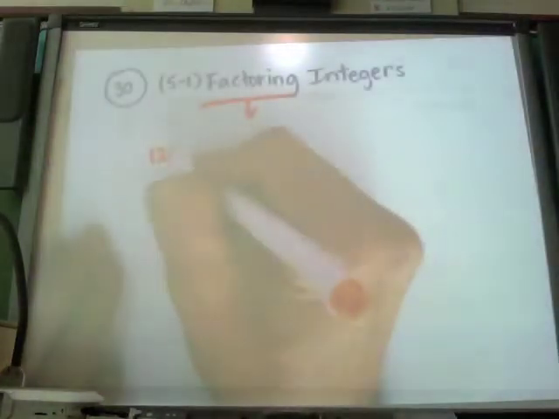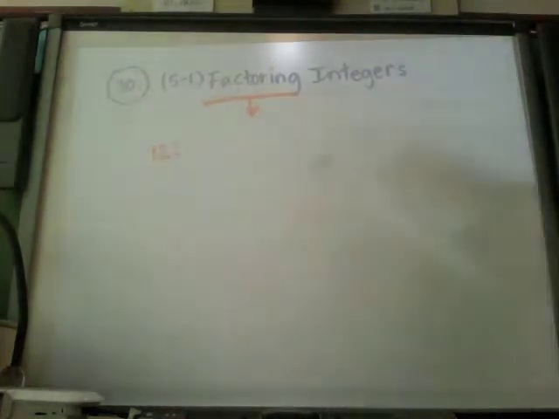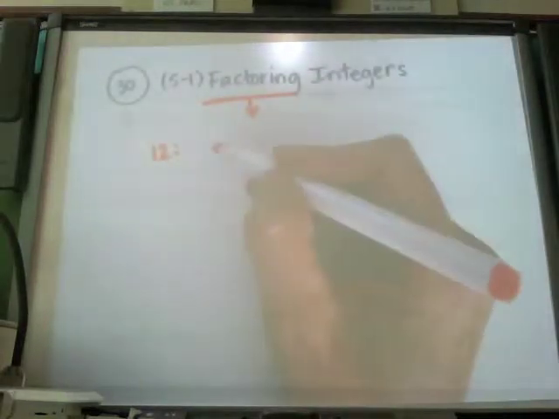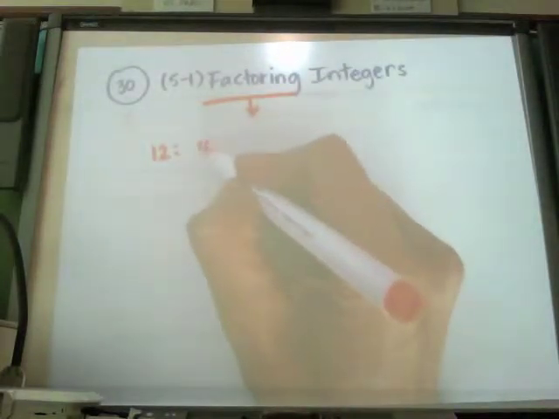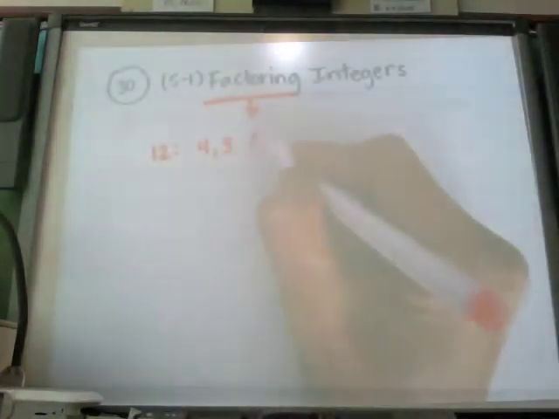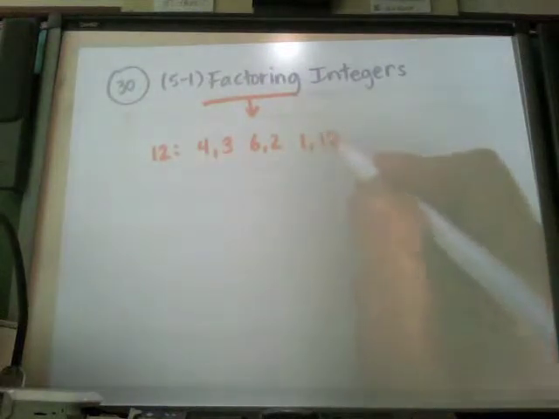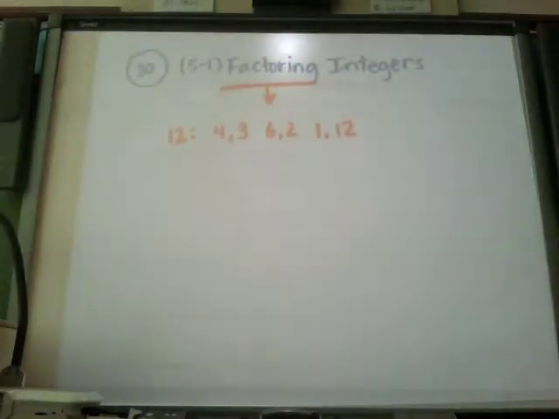If I said, for example, give me factors of 12. Anybody want to start? Factors of 12. Leanna, give me one set. 4 and 3. Daniel. 6 and 2. Izzy. 12 and 1. Good. Now, I listed them as in pairs.